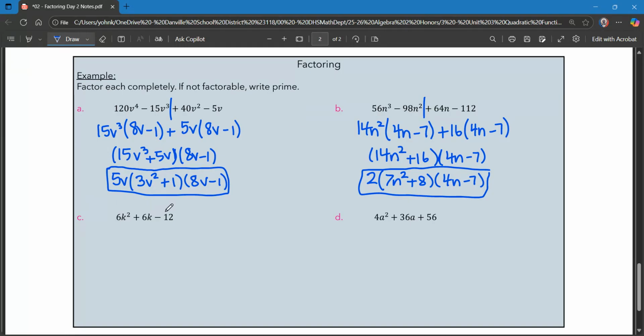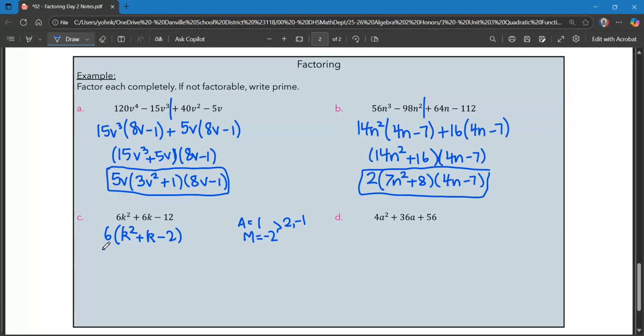6k squared plus 6k minus 12. I see a GCF, so I'm going to factor a 6 out. And that's going to leave me with k squared plus k minus 2. And then I see a trinomial inside of my parentheses, so I'm going to think about, can I add to get 1 and multiply to get negative 2? Remember, there's a 1 in front of the k. So let's see, that's going to be a 2 and a negative 1.